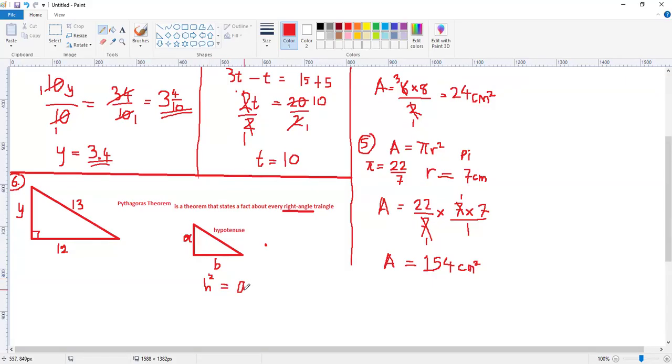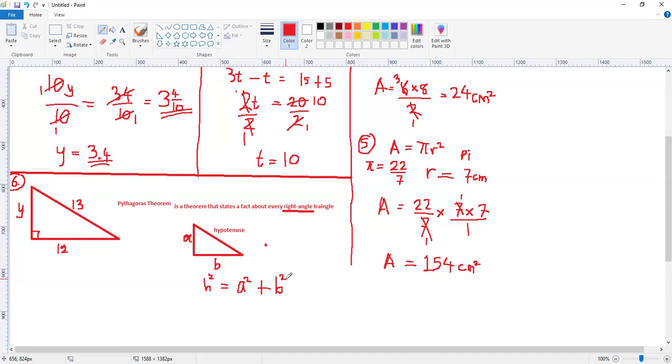it says that the hypotenuse squared is equal to A squared plus B squared. Okay, did you get that? H squared equals A squared plus B squared. Good.